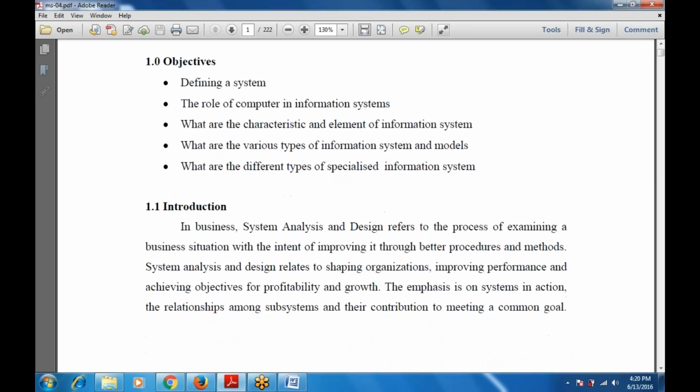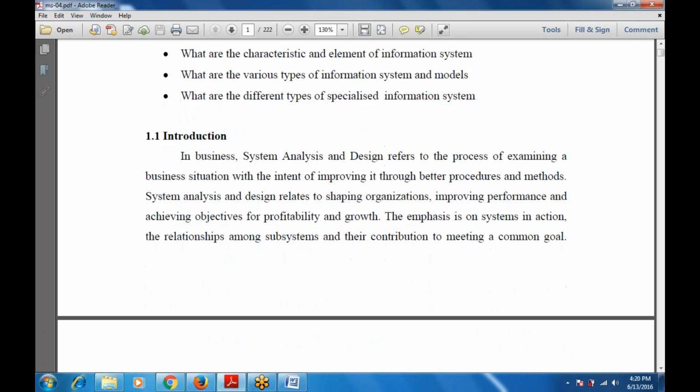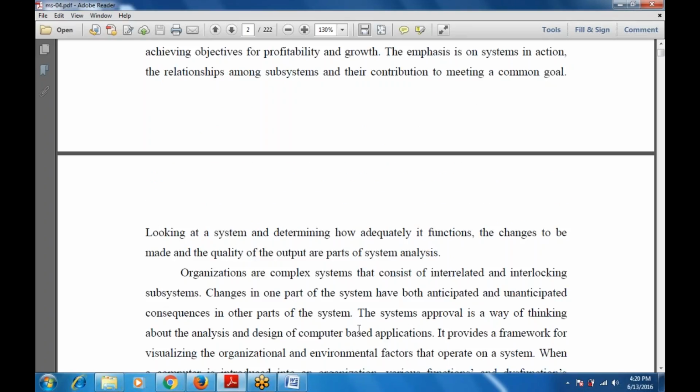That is the introduction for the businesses, and the main emphasis is on the system in action, the relationship among the subsystems, and the contribution to meeting a common goal. That is, what are the various subsystems that are used to achieve a common goal. So organizations that are very complex also consist of interrelated and interlocking subsystems.